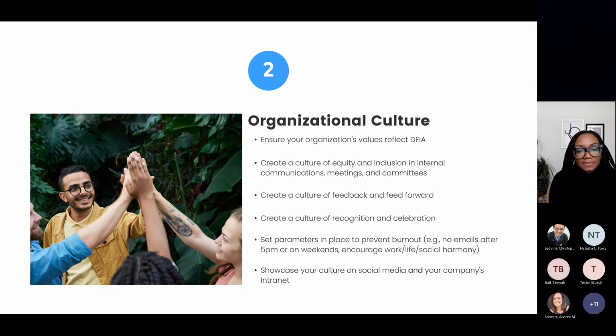And then lastly, showcase your culture. I've talked to some organizations and they don't even openly discuss what their organization's culture is. And so taking time to illustrate what your culture is on your company's intranet and also in the public eye on social media. That's another talent attraction method.